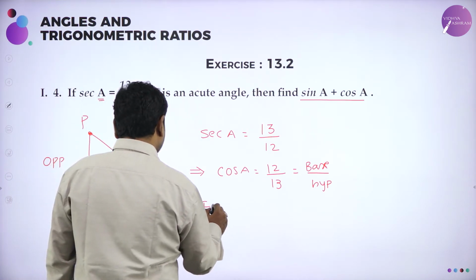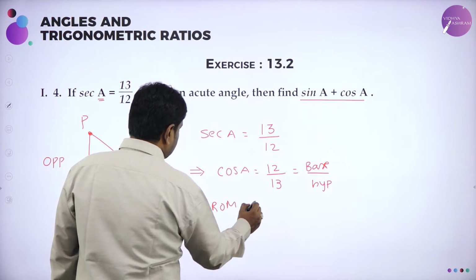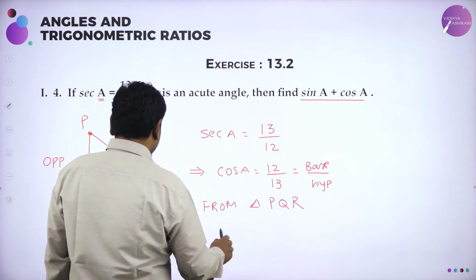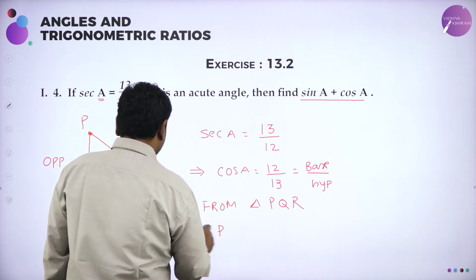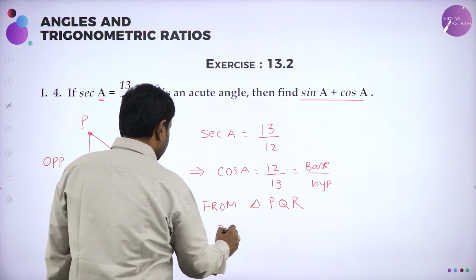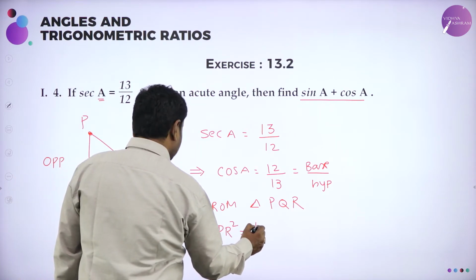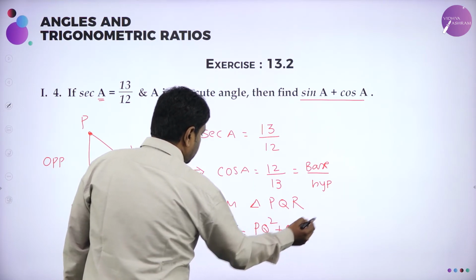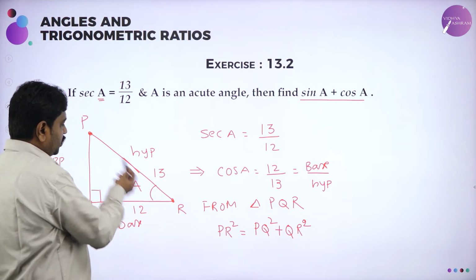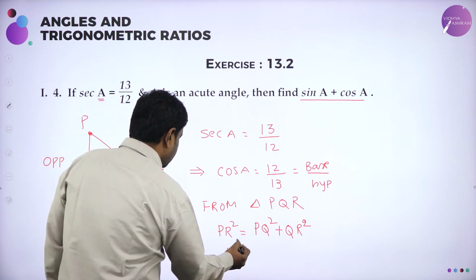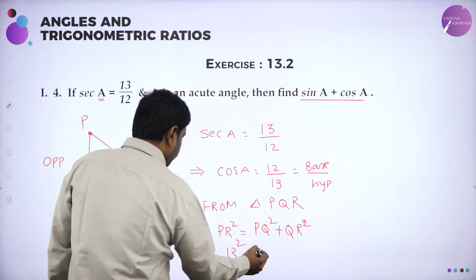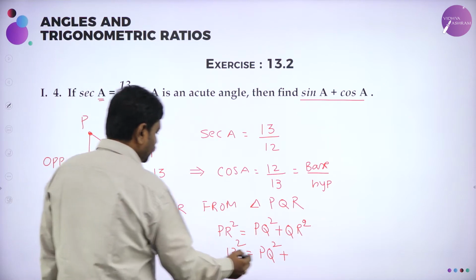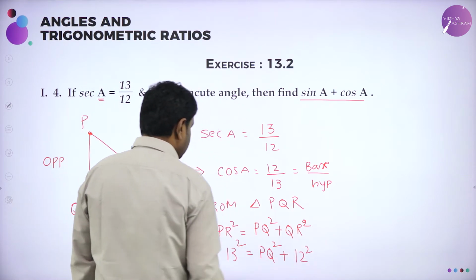From triangle PQR, by Pythagoras theorem, PR square is equal to PQ square plus QR square. PR is the hypotenuse, which is 13. We need to find PQ, which is unknown. PQ square plus QR square, where Q to R is 12, so 12 square.